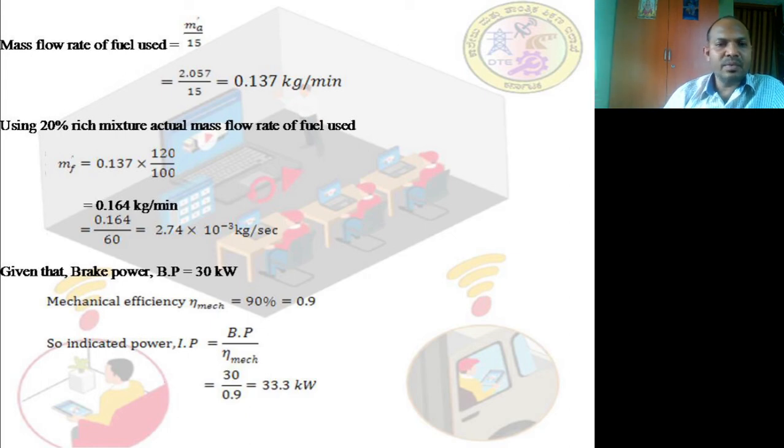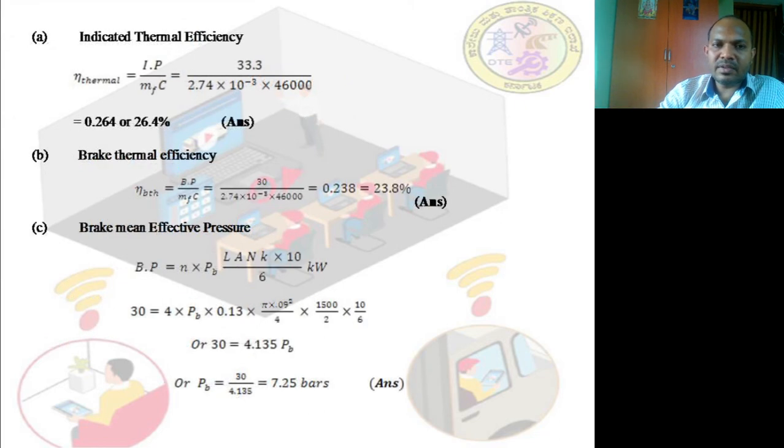This will give rise to the brake power. Brake power he has given as 30 kilowatts and mechanical efficiency is equal to 90%. So the indicated power will be given by the mechanical efficiency formula, which is basically BP by IP. So BP is known and mechanical efficiency is known, so I'll get the IP. Once you know this IP and BP, the difference will give you the frictional power, which is nothing but 3.3 kilowatts. Now I just find out the indicated thermal efficiency.